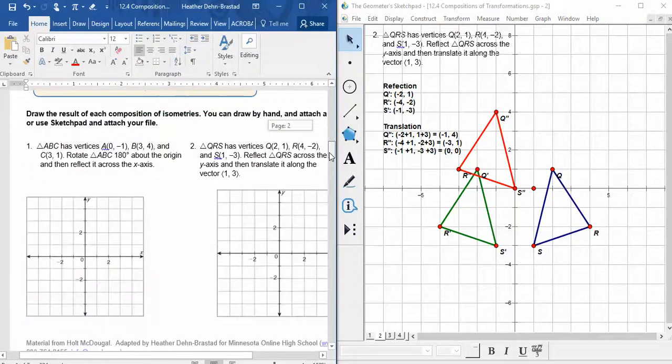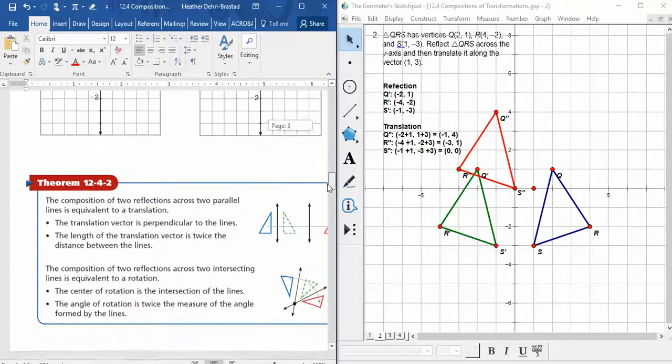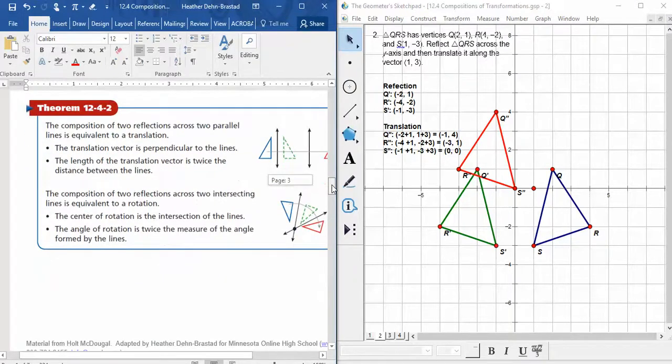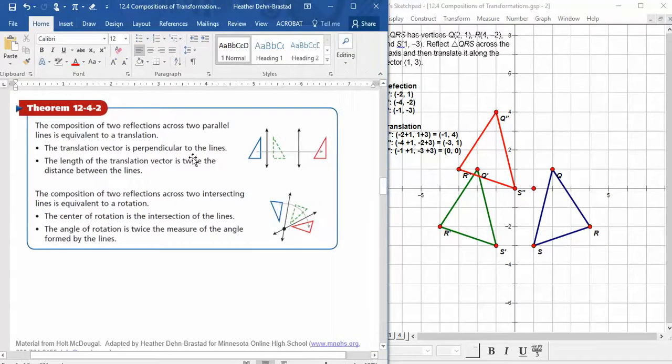All right, so there are 4 of those to do. I just did one for you, so you can follow along with those steps to learn how to do it. Then there's another theorem here that says that a composition of 2 reflections across 2 parallel lines is equivalent to a translation. So if you reflect the blue over this line to get the green, and then reflect the green figure over this line, then that is equal to a translation from the blue to the red. And there's another part that the length of the translation vector is twice the distance between the lines.